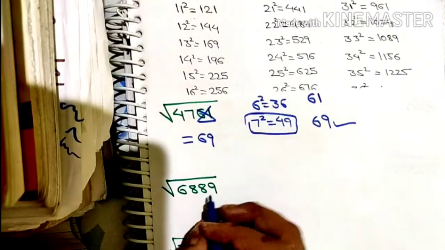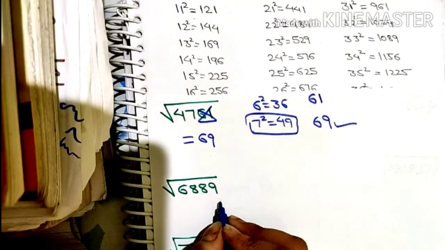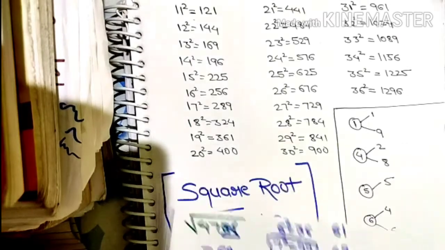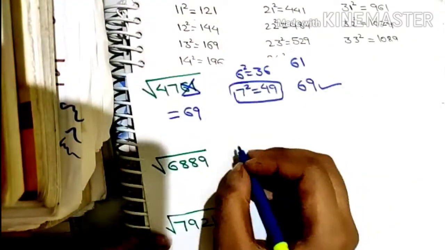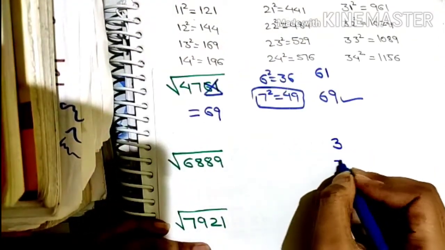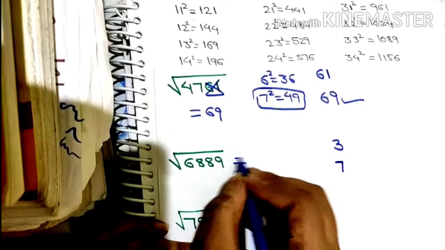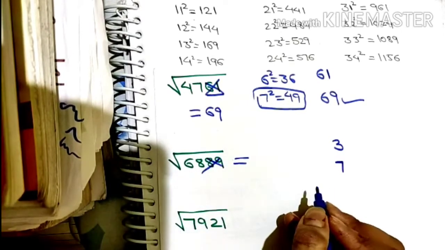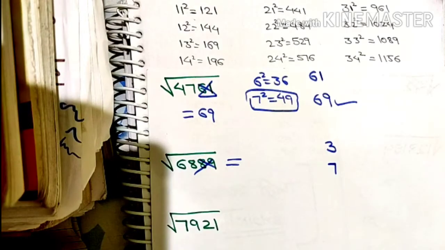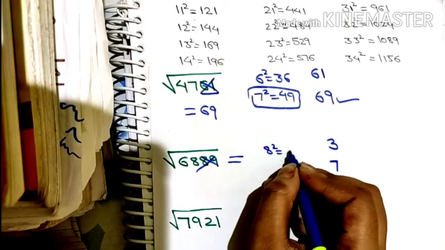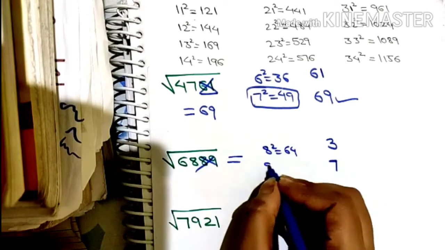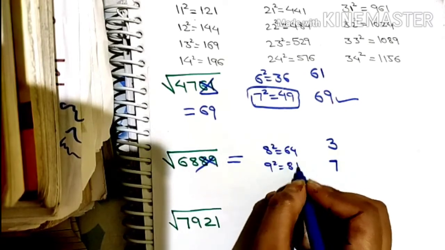The next question is the square root of 6889. The number ends with 9, so there are two possibilities for 9: the number must contain 3 or 7. So we write 3, 7. We just ignore the last two digits. That leaves 68. So we have to find the squares of two numbers between which 68 lies: 8 square 64 and 9 square 81.